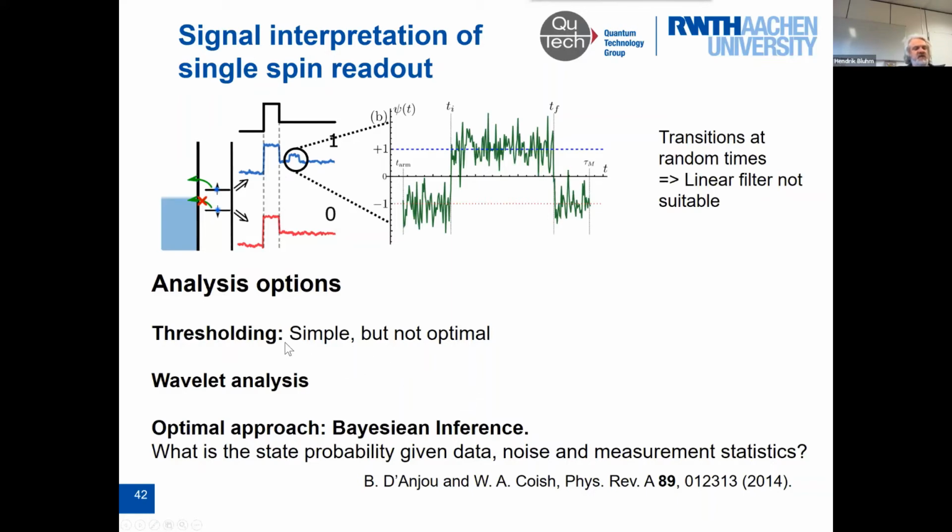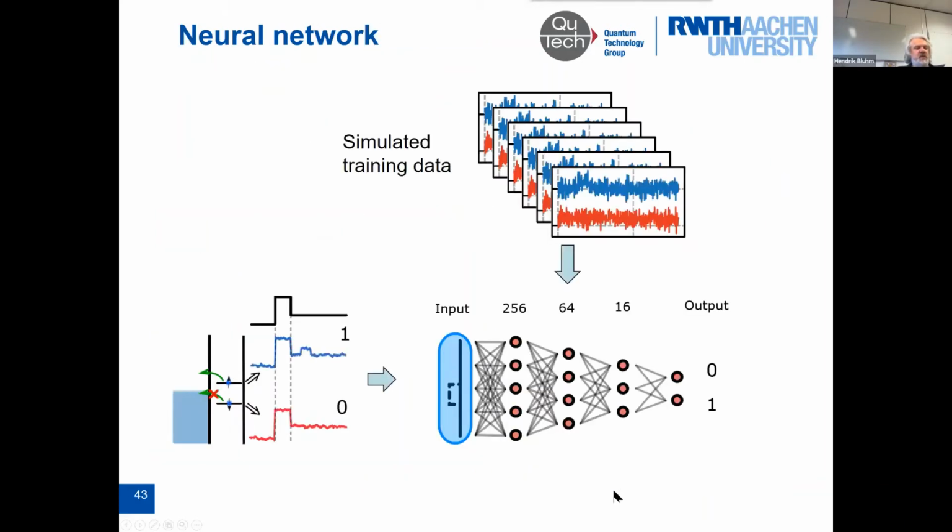There have been ideas like thresholding or wavelet analysis. They work quite nicely. But there's also an optimal Bayesian approach published by the group of Bill Coish a couple of years ago. And what we did is to compare this approach with a neural network. I'll speed up here a little bit. It's a simple convolutional network trained with simulated data.